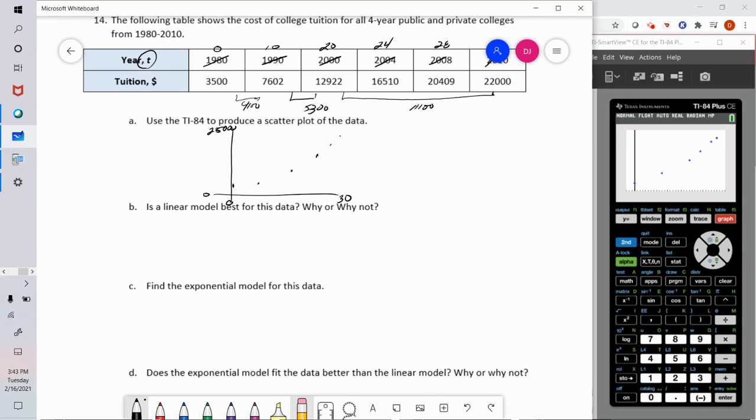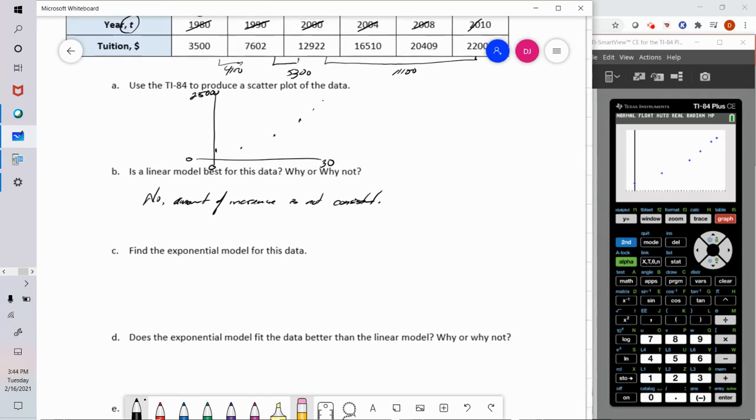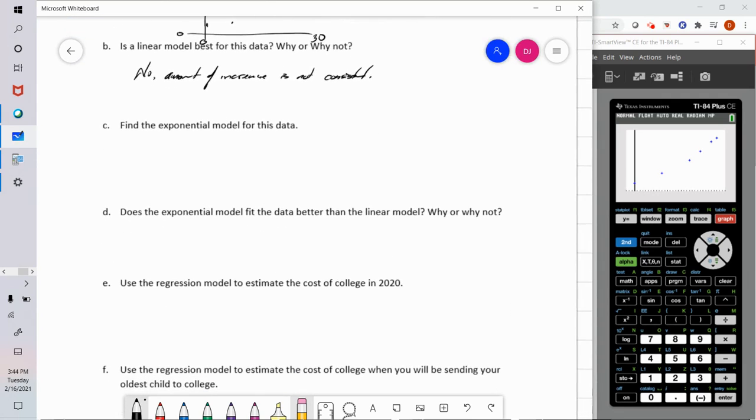Okay, so every 10 years, you're not increasing by the same amount. So a linear model is not a good model for this data because you don't have a constant amount of increase. The amount of increase is not consistent.